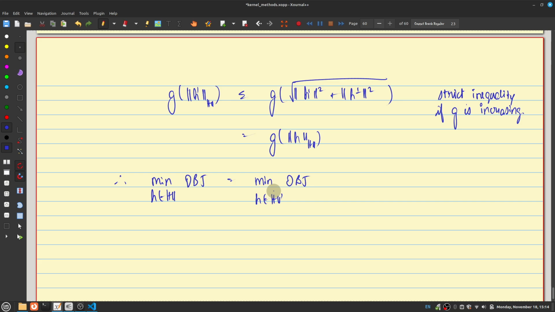If g is strictly increasing, then just by this property, note that g of h prime is strictly less than g of h, right? So the objective function corresponding to h is strictly greater than the objective function for h prime, which means that you can't have a minimizer that lies in H but outside H prime. Right?